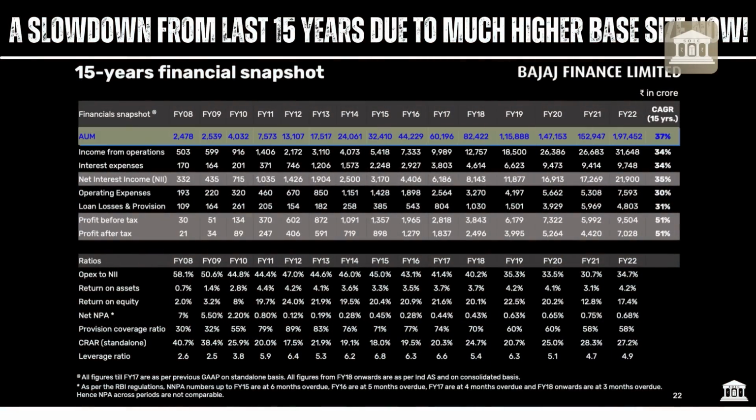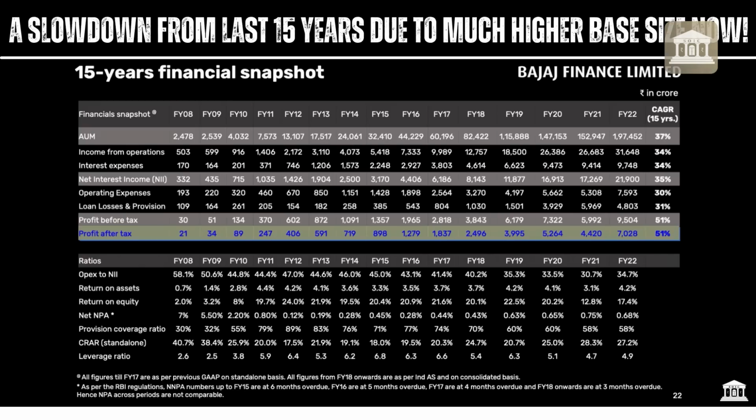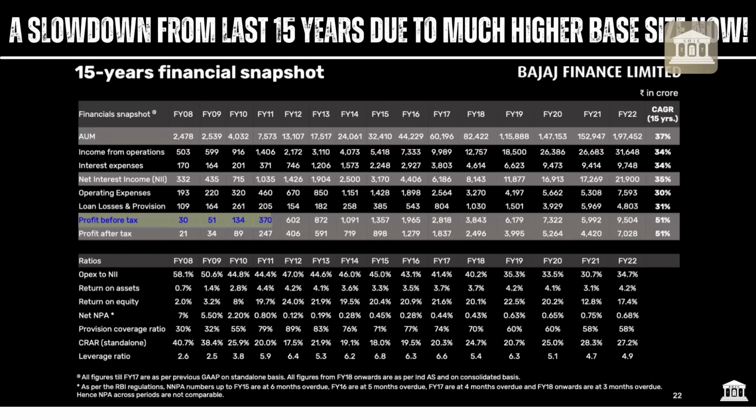Now, all this management, white spaces, controlling ALM mismatches, and also what we spoke about controlling the asset quality, has resulted in an AUM CAGR of more than 35% in the last 15 years. And if you look at other financial data, you will also find that the profit after tax has grown at a CAGR of 51% in the last 15 years. And the profit before tax has also grown at a CAGR of 51% in the last 15 years. So this has been the story till now, and these have been the thesis pointers till now.